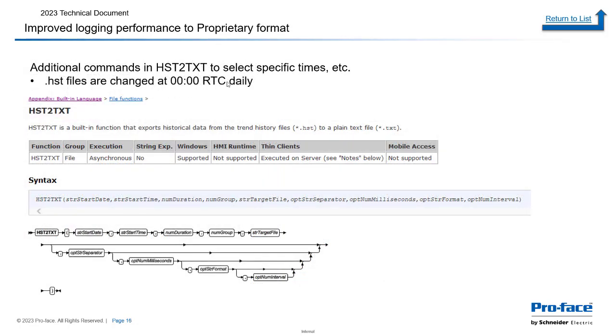Okay. Some additional commands in the hist to text. You can select specific times, etc. And then we know that HST files are changed at basically midnight every day. And then you can see here all the different arguments that you can pass to the command: start date, start time, how long, which group, target file, separator, right, comma. The default separator is tab.